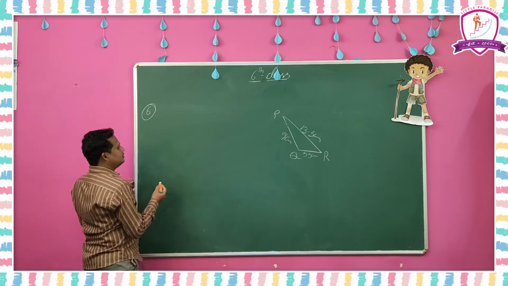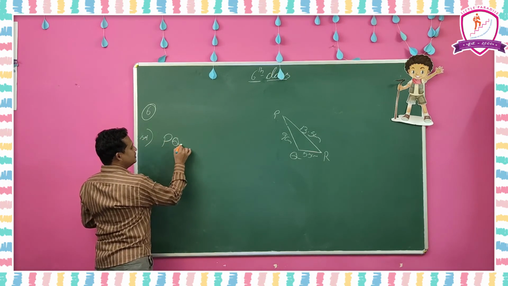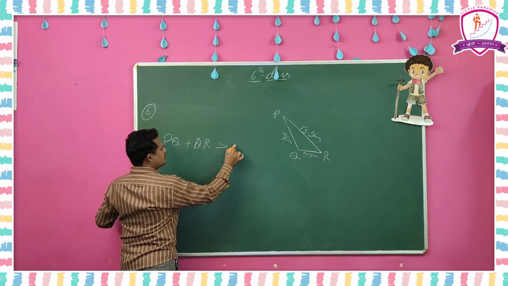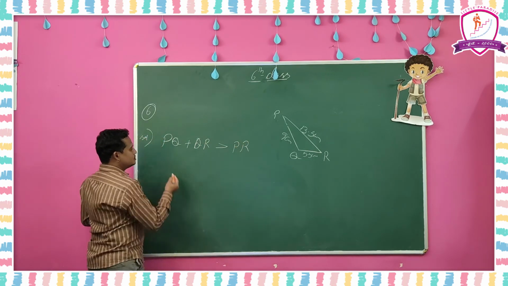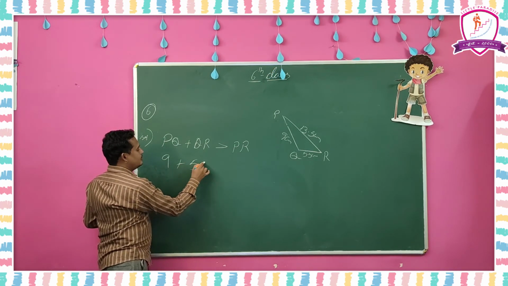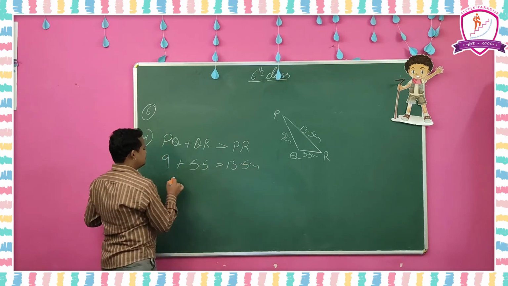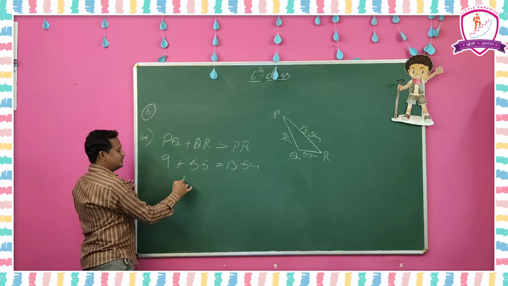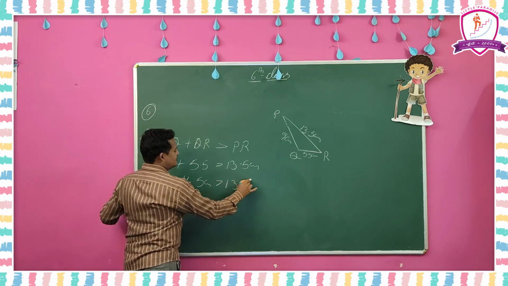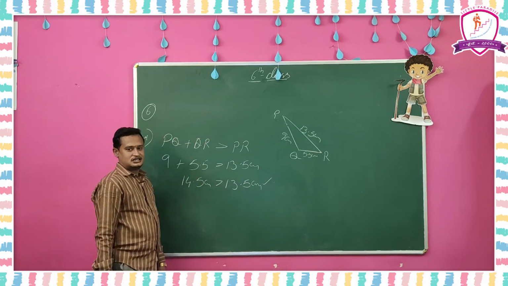So, now coming to the condition. First add any 2 sides, PQ plus QR. It must be greater than the third side PR. So, what are the values of PQ and QR? 9 plus 5.5 centimeters must be greater than 13.5 centimeters. 9 plus 5.5 is 14.5 centimeters. It is greater than 13.5 centimeters. Here the condition was satisfied.